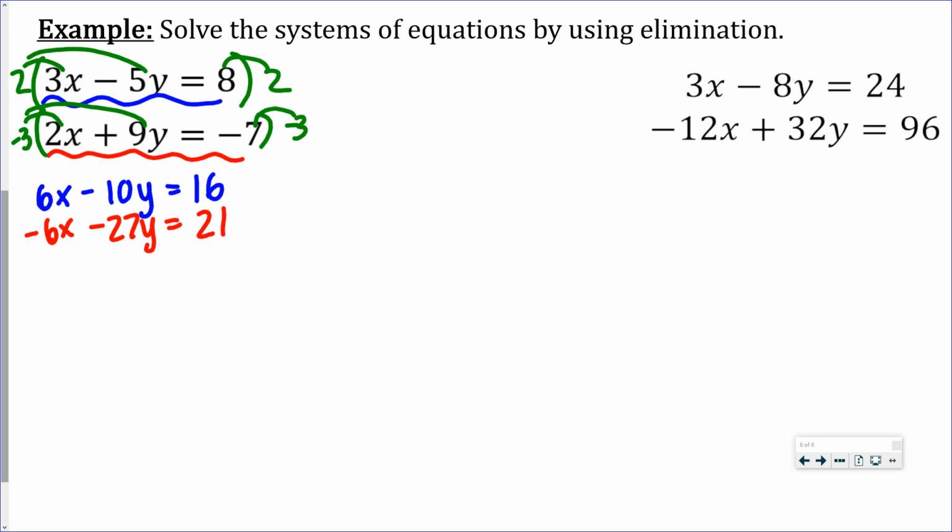Okay, so that's basically step 1. Multiply one. Sometimes it only takes multiplying one of the equations by something, or both. In this case, we had to do both by a number to result in two equations that contain opposite terms. So now you can see my x's are opposite terms.